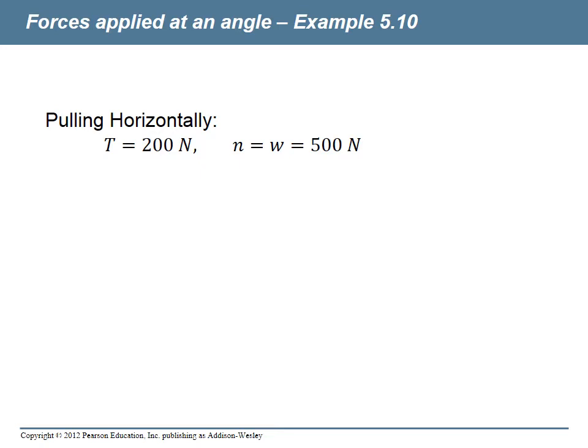So you get down to the results, and you say if we pull horizontally, then our normal force is going to be equal to the weight, which is 500 newtons. And the tension we'll need to pull is 200 newtons in order to move it, in order to overcome friction. If we pull at an angle, our normal force ends up being 406 newtons, and our tension ends up being 188 newtons. So we actually don't need to pull as much if we pull at an angle. We can pull a little bit less because we reduced the normal force.